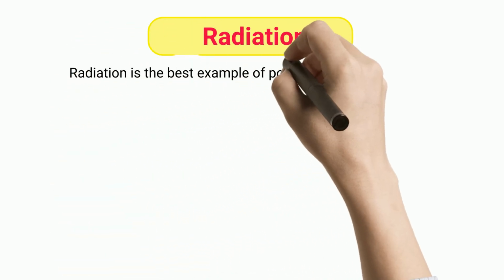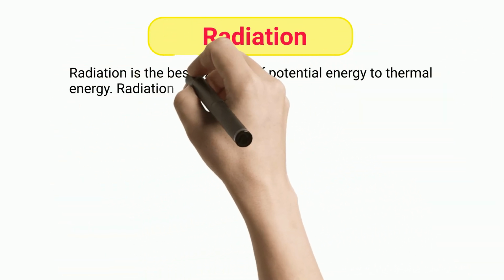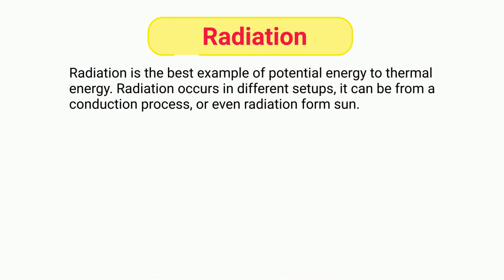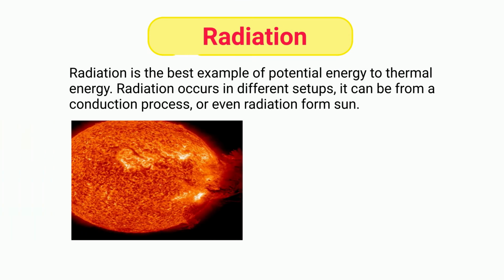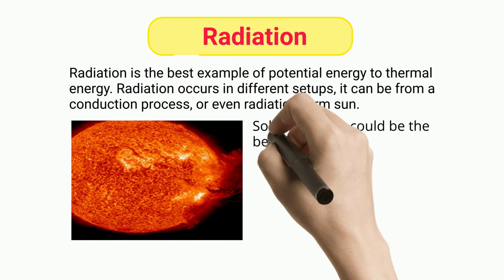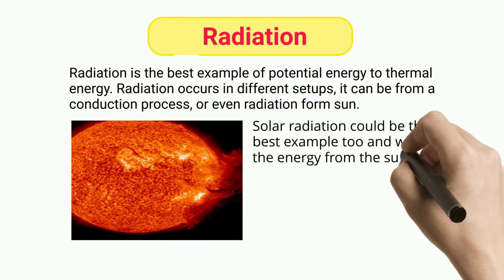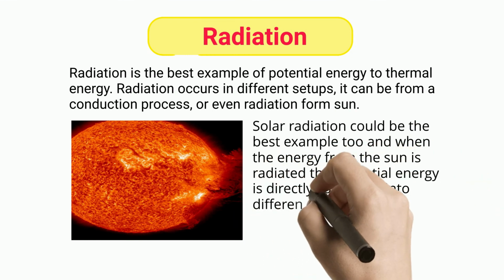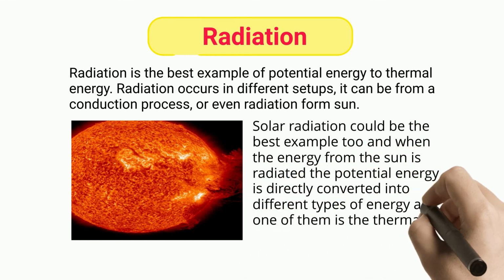Radiation. Radiation is the best example of potential energy to thermal energy. Radiation occurs in different setups. It can be from a conduction process, or even radiation from the sun. Solar radiation could be the best example too, and when the energy from the sun is radiated, the potential energy is directly converted into different types of energy, and one of them is thermal energy.